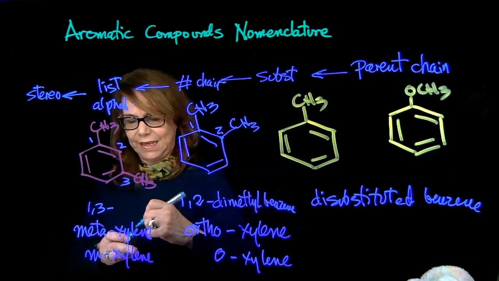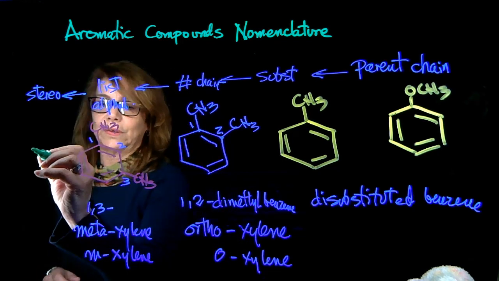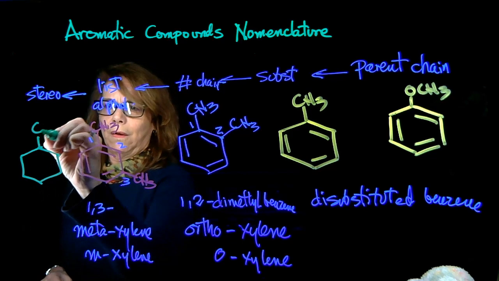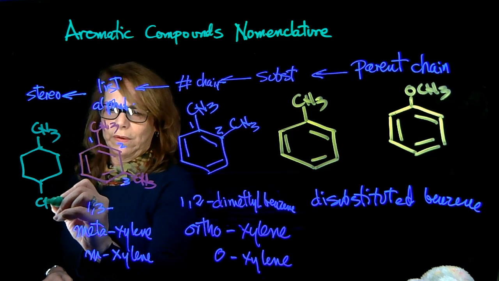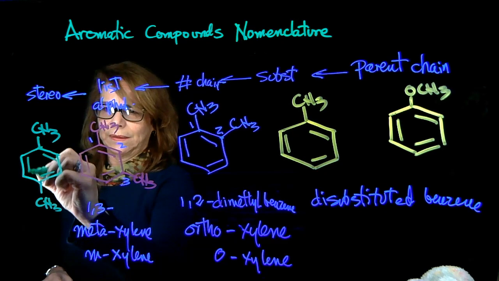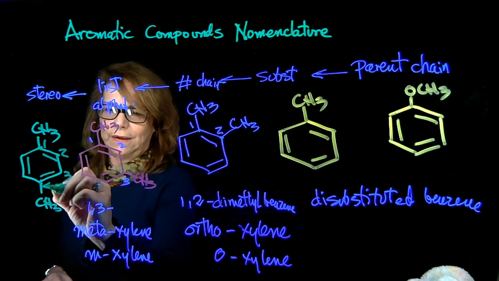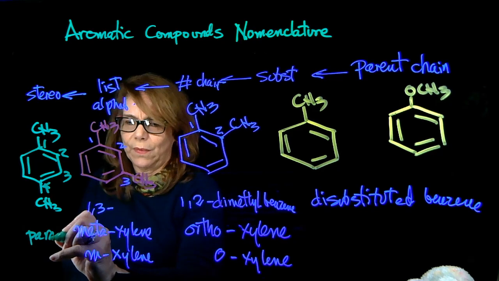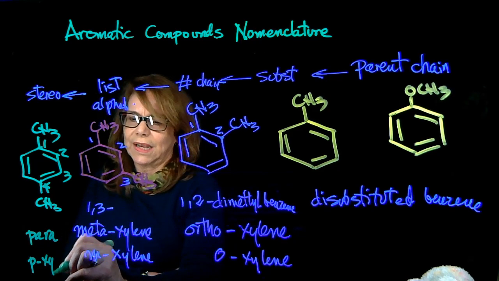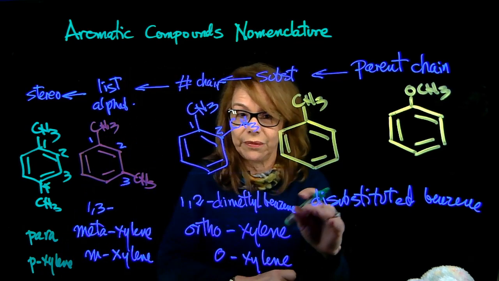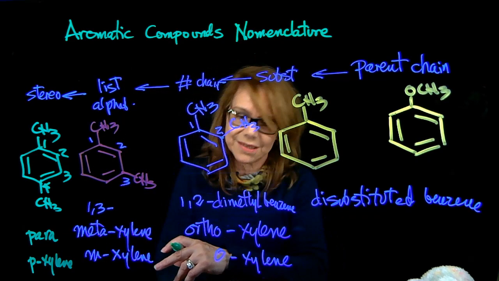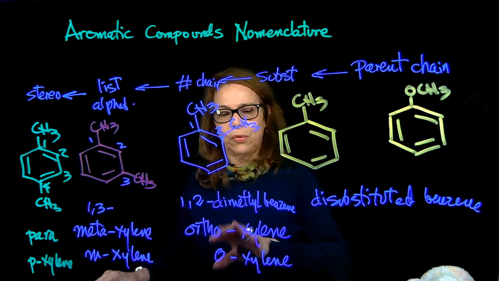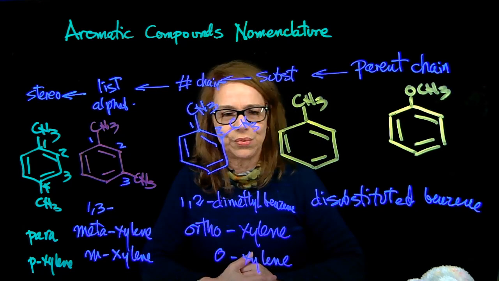And if we have these substituents in a different relationship, let's say that now they are 1,4, this is 1,4-dimethylbenzene, 1, 2, 3, and 4. Now this 1,4 relationship, we're going to say this is para, or p-xylene. So xylene is a name that we give all of these dimethylbenzenes. And then we have the ortho, meta, and para-xylene. Xylene is a common name, but we know these are dimethylbenzenes.